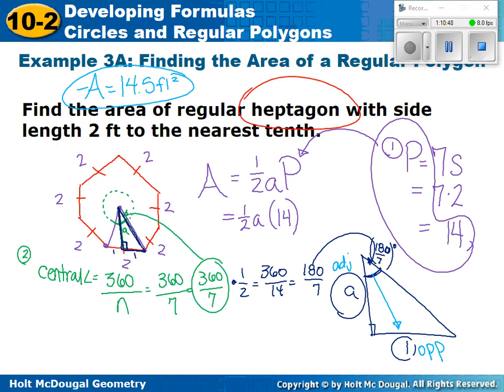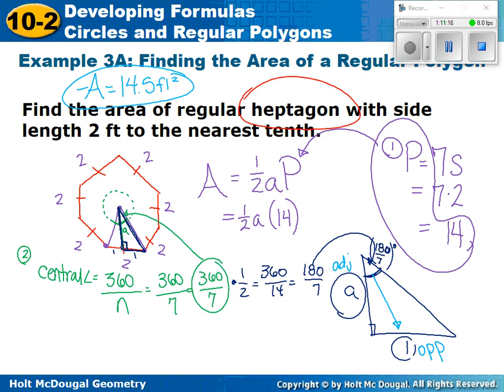Listen to me carefully to make sure this is making sense, okay? If you have a square and you have enough information, I would just do A equals side squared. However, you could do 1/2 apothem times perimeter because it is a regular polygon. If you have an equilateral triangle, I would use S squared square root of 3 over 4. But you could use 1/2 apothem times perimeter, depends on what they give you.